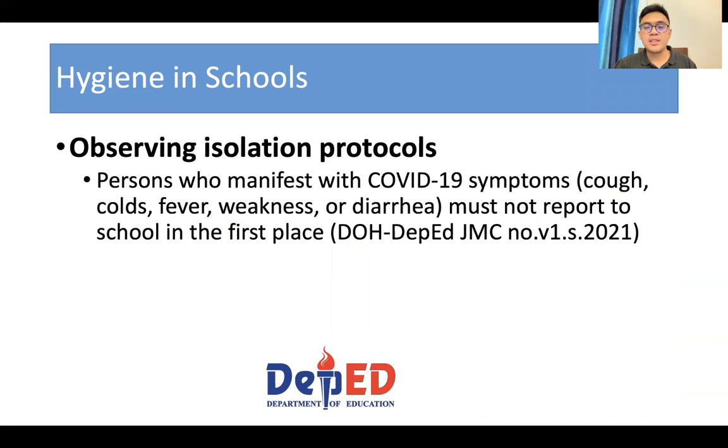So right now, there are a lot of modifications in terms of the isolation protocols with COVID-19, but the general idea here is that for those who are experiencing symptoms, especially when we talk about COVID, if they're presenting with cough, colds, and other flu-like symptoms, they should not report to school. And this is very important because schools can actually be potential areas where transmission can happen. So as much as possible, if someone is symptomatic, they should proactively isolate themselves.